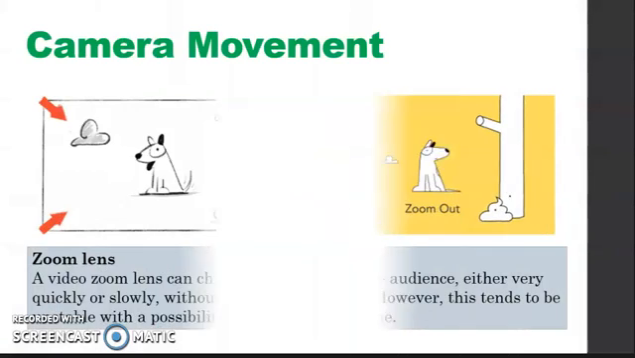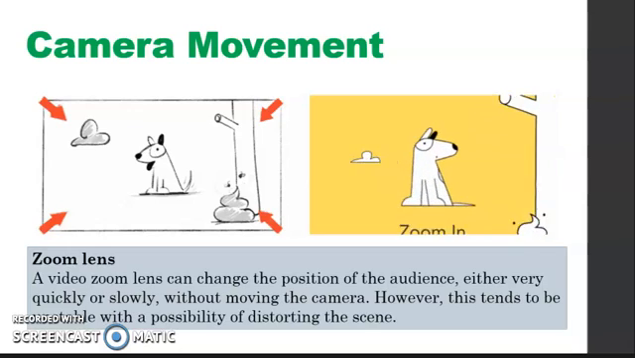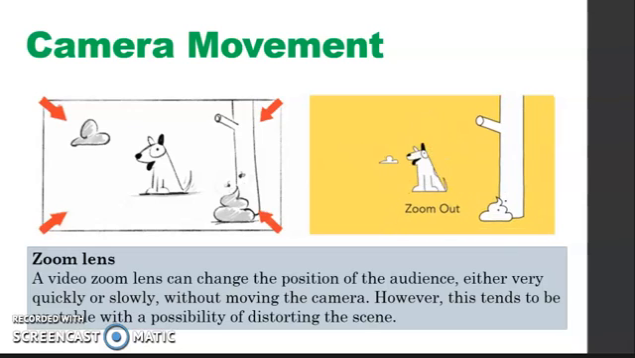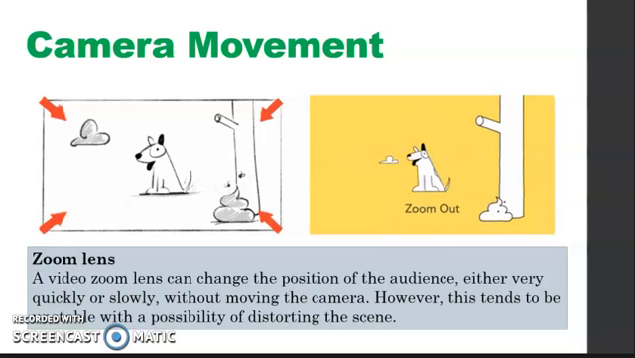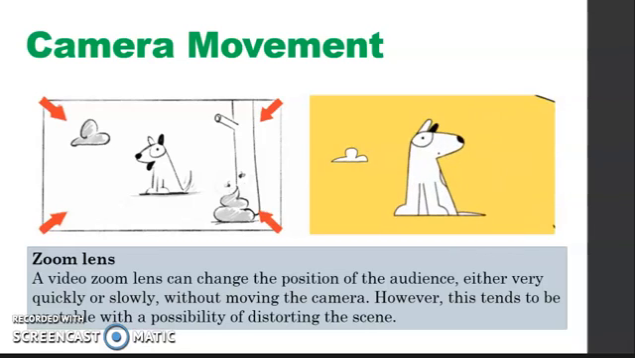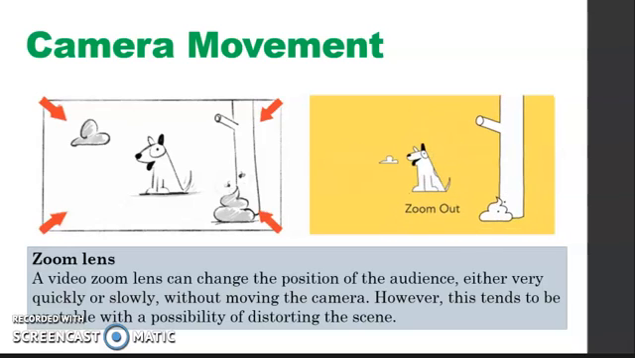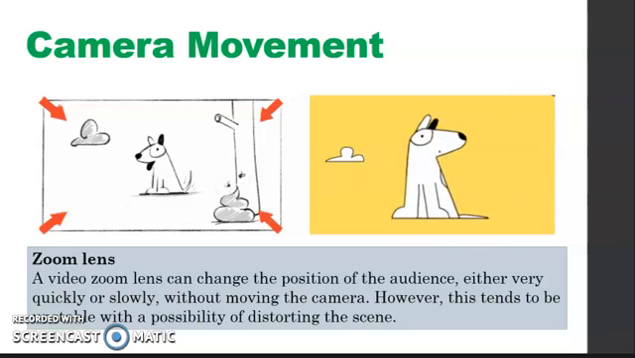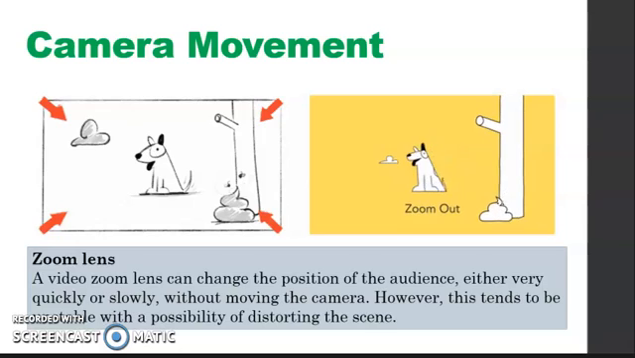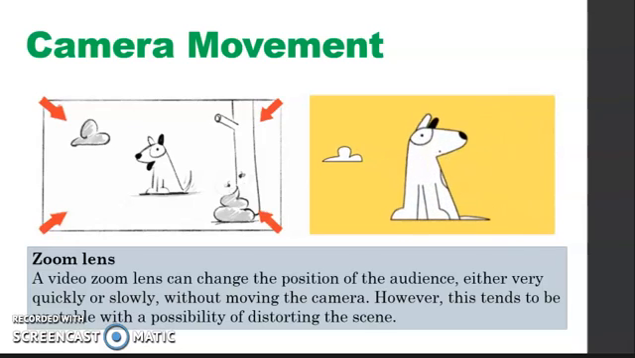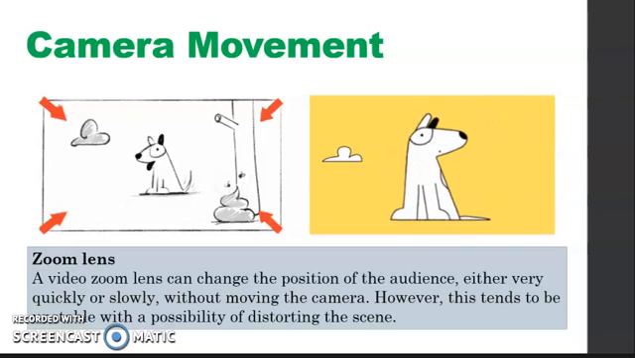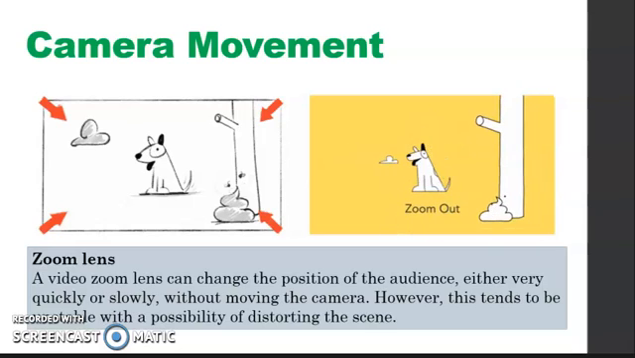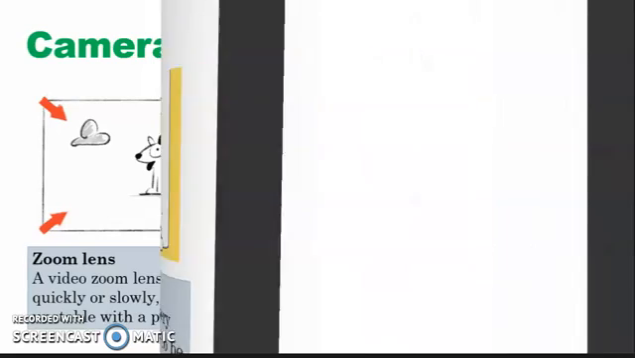And now, we have the zoom lens. Probably the most well-known camera move is zooming, or zoom out. Zooming gives the impression of moving closer or further away from the subject. Now, a video zoom lens can change the position of the audience either very quickly or slowly without moving the camera. However, this tends to be unstable with the possibility of distorting the scene.